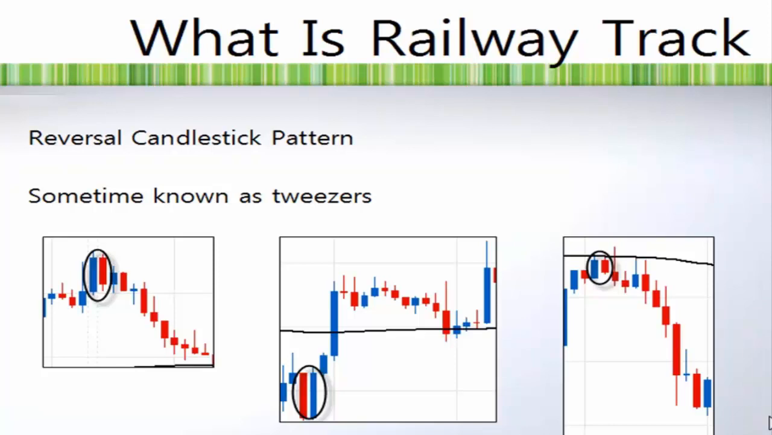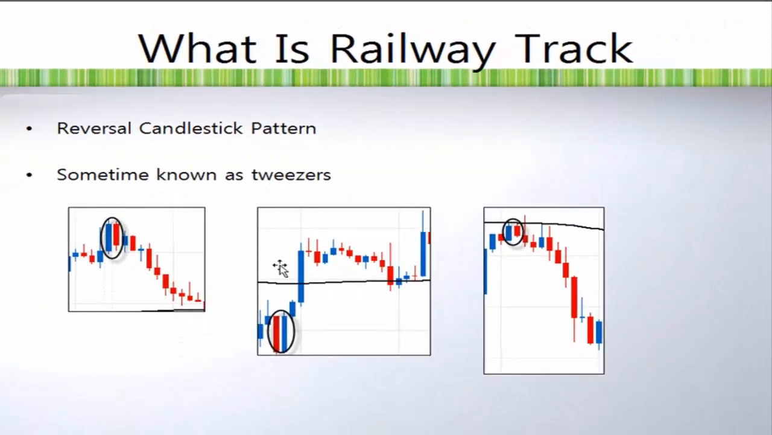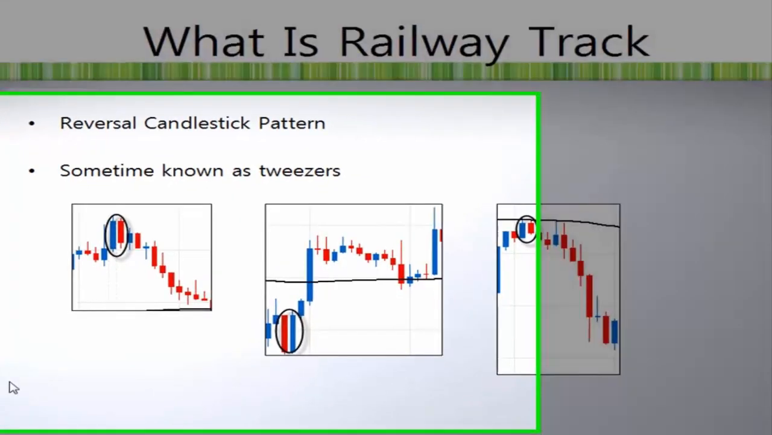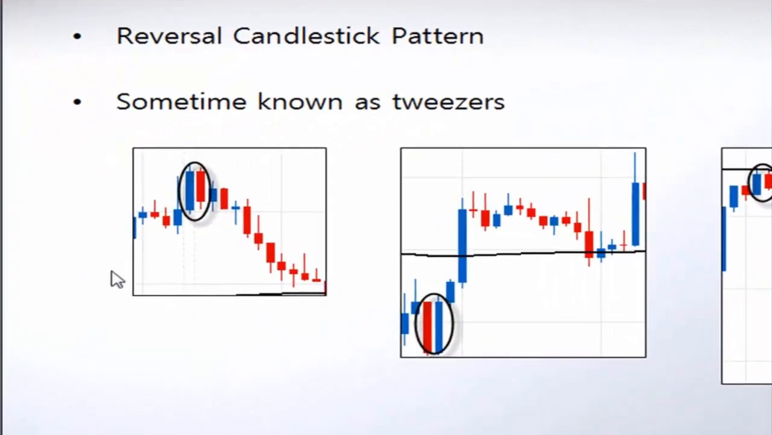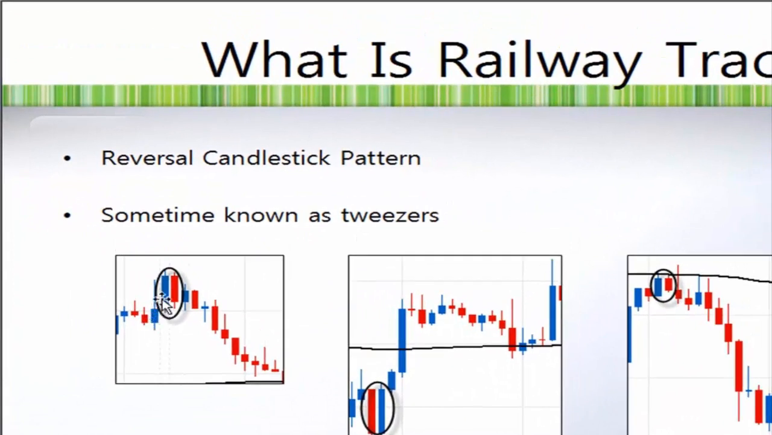As this railway track is a reversal candlestick pattern, you don't just use it anywhere. You must only use this railway track when you are, for example, in an uptrend. Can you see the price? Let's say it is moving in an uptrend. You get an up candle followed by a down candle which is more than 3/4, or at least 3/4, of the up candle. This is considered a railway track.